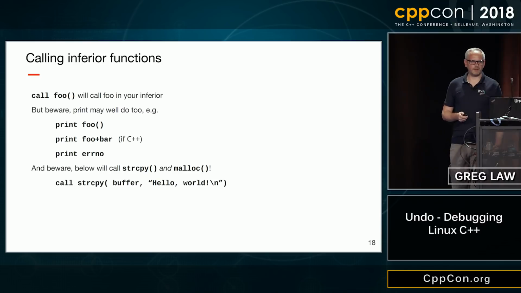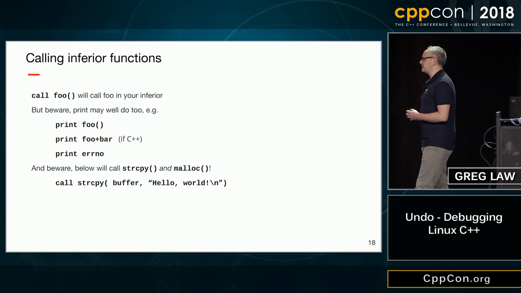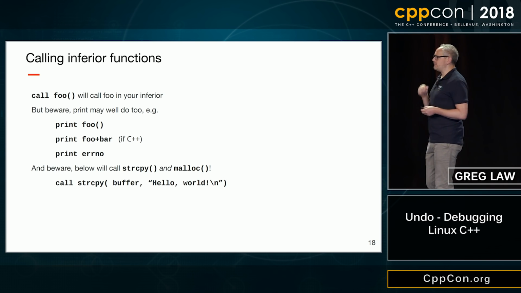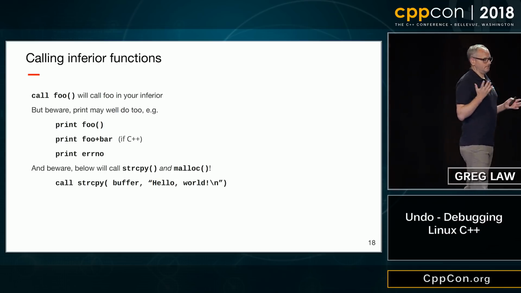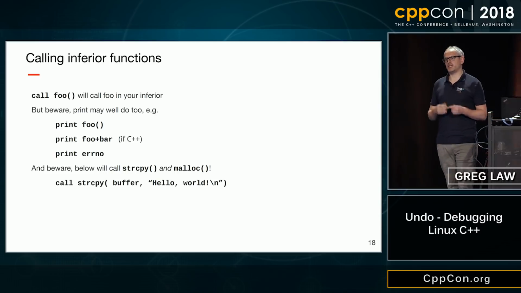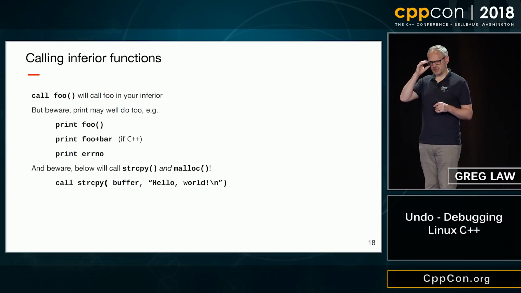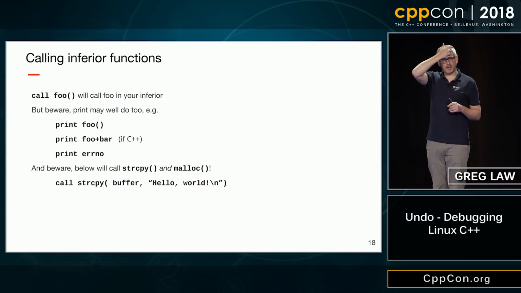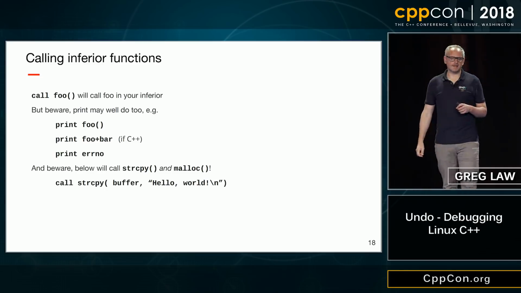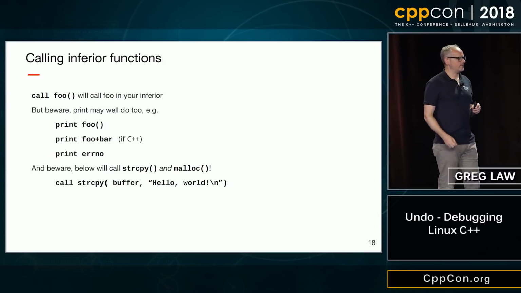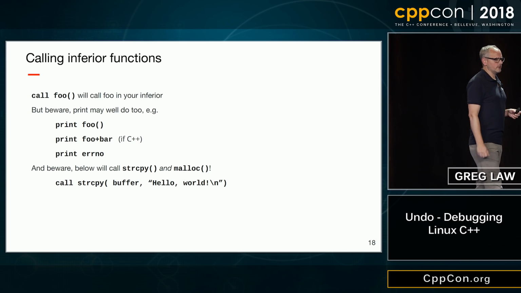So I just touched on calling inferior functions. This is very useful. You can just type call foo from the command line and it will call the function foo. It can be surprising. Print foo plus bar, if you're in C++, you might have overloaded the plus operator, and so GDB is smart enough to figure that out. Not smart enough, and so sometimes that can be surprising. Print errno will call a function in your inferior, because errno is a thread local, and it's actually defined as a function called get errno address or something, and GDB will just call that when you type print errno.